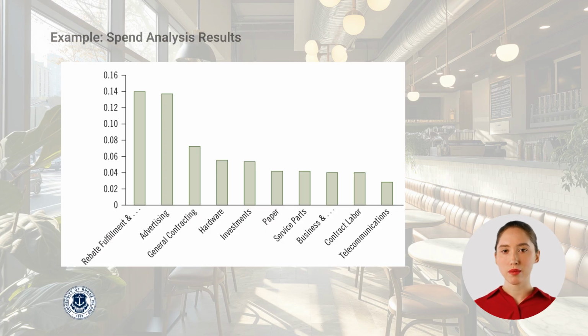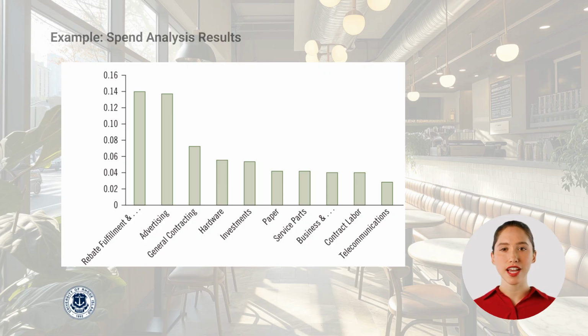In this example, we're looking at a basic spend analysis that breaks total organizational spend into categories and shows the relative share of each category. The horizontal axis lists our major spend categories, things like rebate fulfillment, advertising, general contracting, hardware, investments, paper, service parts, business services, contract labor, and telecommunications. The vertical axis shows the proportion of total spend, so each bar represents how much of our overall purchasing budget is going to that category. What immediately stands out is that spend is not evenly distributed.